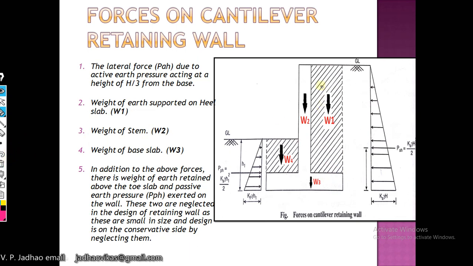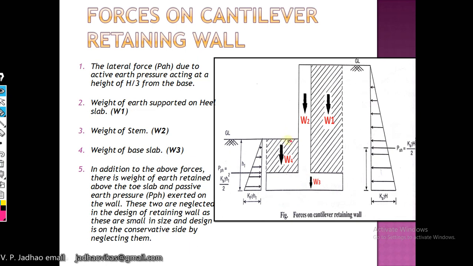Again, we have the second force, the weight of your stem, that is W2, which is shown here in this figure. It will again provide stability to your retaining wall. Then we have W3, which is shown here. W3 is the weight of this base slab. This will again provide stability to your retaining wall.